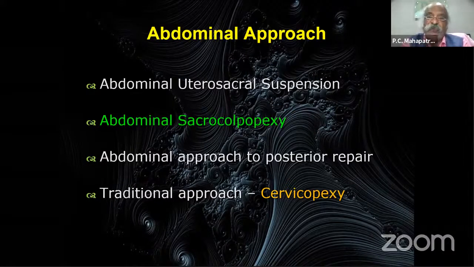I can say that abdominal sacrocolpopexy and abdominal cervicopexy are acceptable in nulliparous prolapse, and abdominal sacrocolpopexy in vault prolapse and recurrent prolapse, more commonly recurrent prolapse. These are the two which are acceptable to me. It's my feeling. I cannot say that it's absolutely a rule, but I believe that abdominal sacrocolpopexy and abdominal cervicopexy are acceptable.